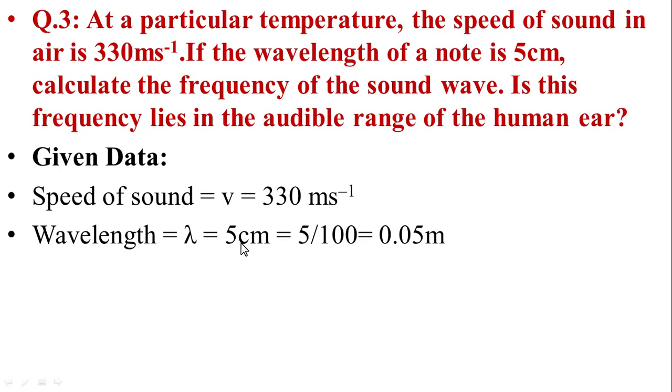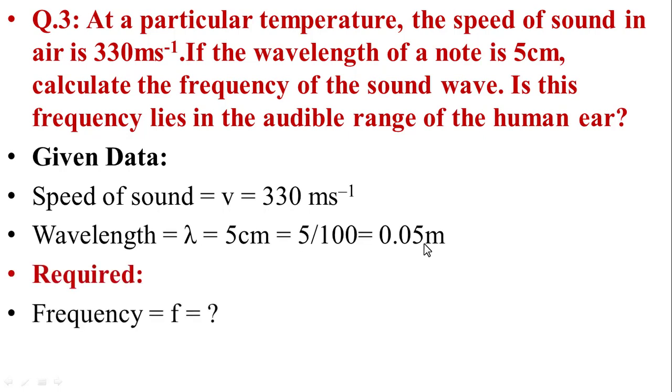and wavelength lambda is equal to 5 centimeter. Now, centimeter can be changed into meter. We can divide it by 100. So, 5 divided by 100 is equal to 0.05 meter. Then wavelength lambda is equal to 0.05 meter. Now it is required that the frequency f is equal to question mark.